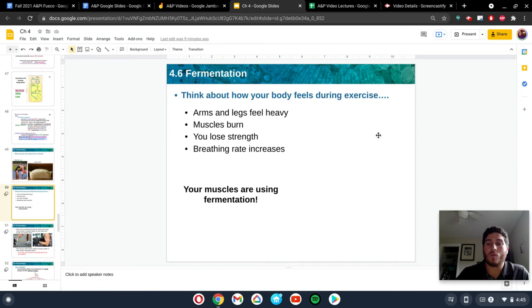So just think about what it feels like when you're working out. Your arms and legs might start to feel heavy. Your muscles start to burn. You're going to lose strength. Breathing increases, and so on and so forth. And all of this is because your muscles are no longer doing cellular respiration. Ideally, you will do cellular respiration as long as possible. All you need is two things: oxygen and glucose. Well, when you eat, you store that glucose as glycogen, so you have backups. So all you really have to do is make sure you're breathing while you're working out. Sometimes you can't get enough oxygen, so your body's backup is fermentation.